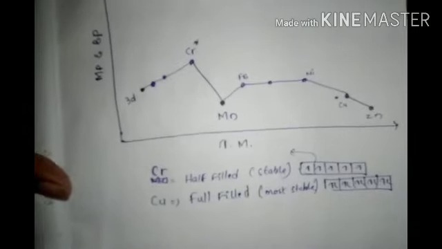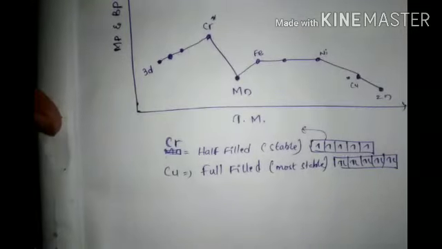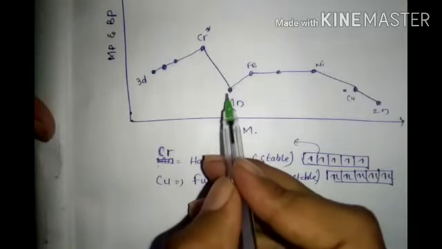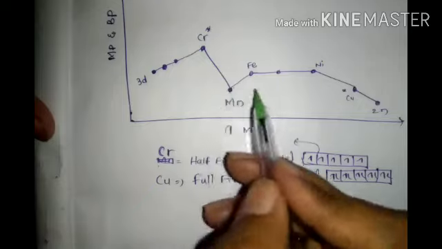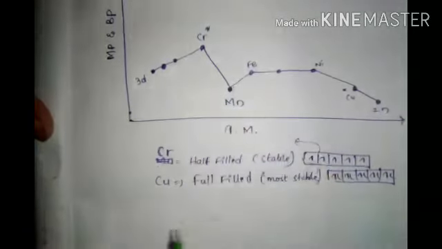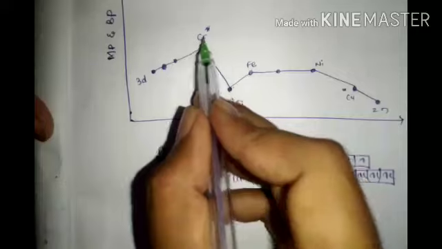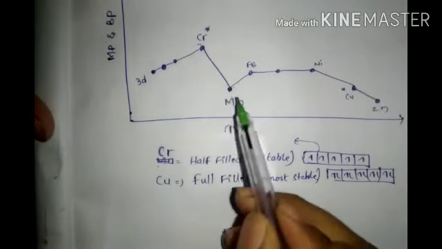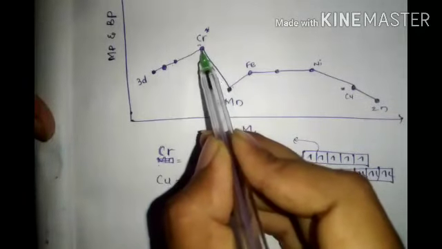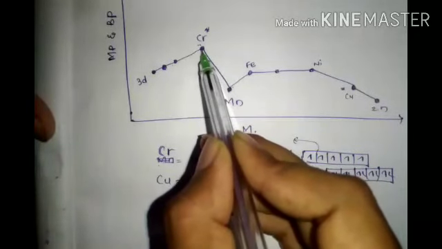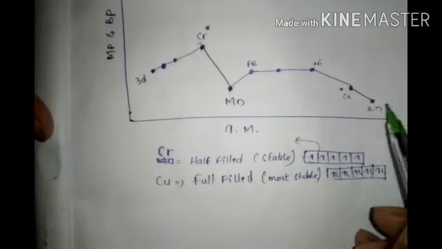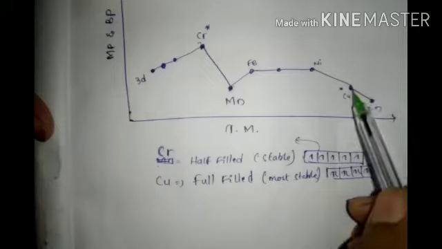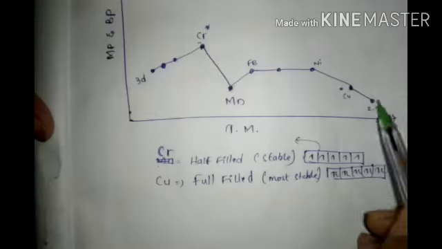See, chromium, look at it once. Compared to Mn, actually Mn is the most stable one, but before it becomes stable, chromium attracts one extra electron and becomes stable. That's why compared to Mn, it has the highest melting point. Same with zinc: actually zinc is the stable one, but before zinc, copper is trying to be stable and it is higher. Compared to zinc, it is higher.